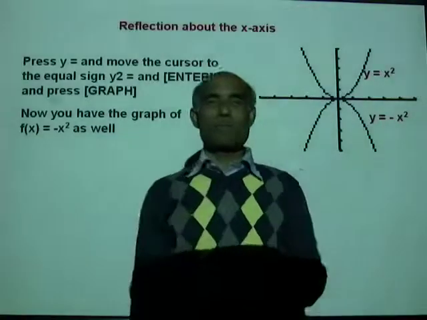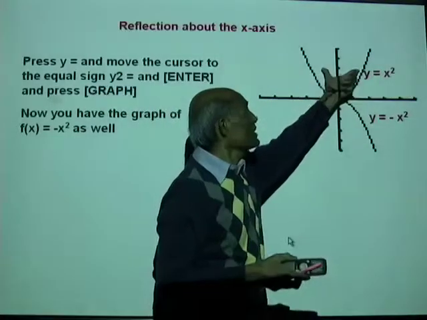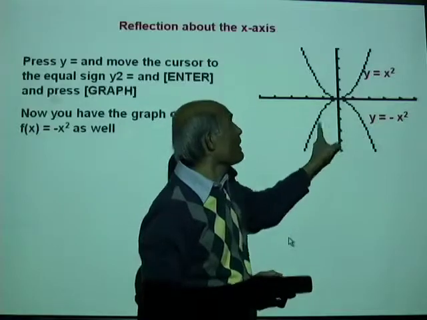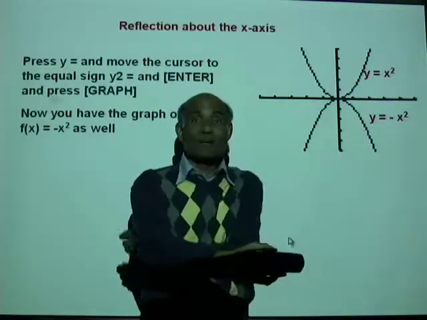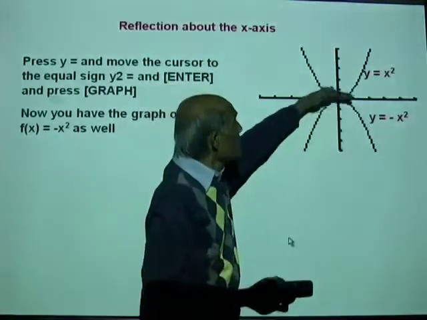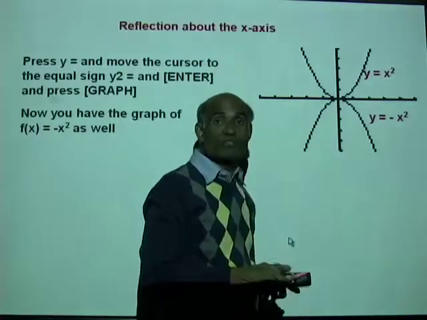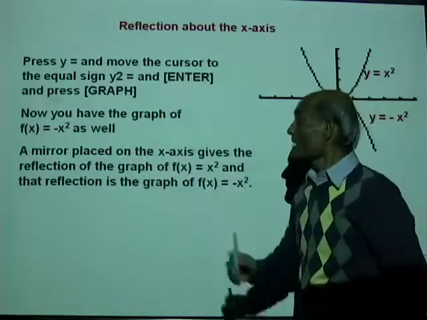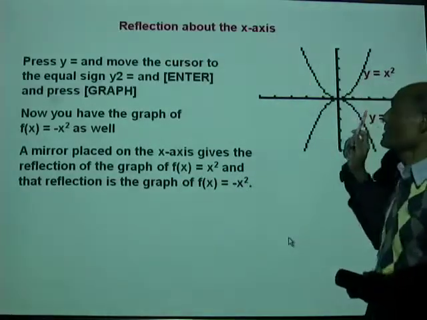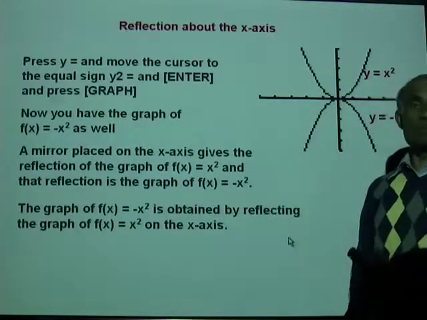And what do you notice here? If you keep a mirror on the x-axis, the reflection of the graph of y equal to x squared on that mirror will be the graph of y equal to negative x squared. Is that right? You are used to seeing the reflection of you in the mirror. Isn't that the same? If you keep a mirror here, the reflection of this on that mirror will be this. That's right. So a mirror placed on the x-axis gives the reflection of the graph of y equal to x squared, and that reflection is the graph of y equal to negative x squared.